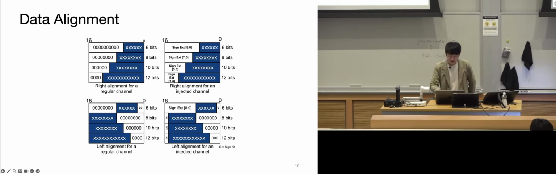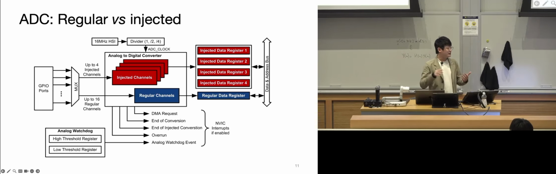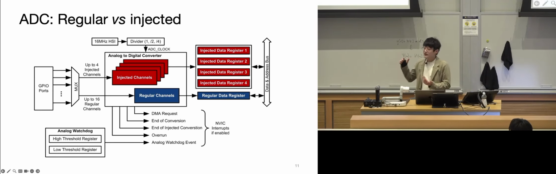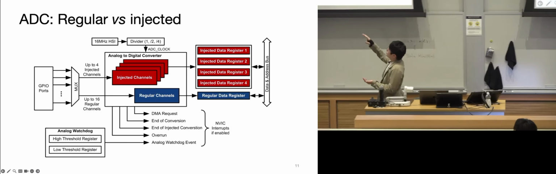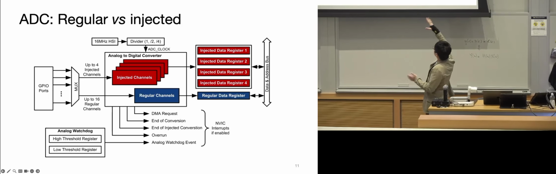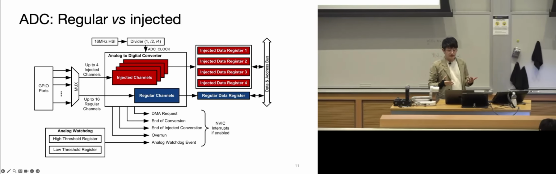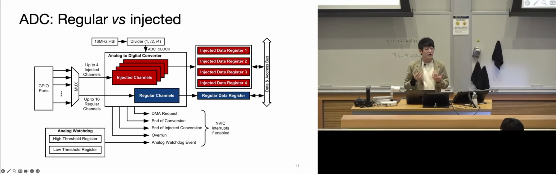Good catch. Basically, the regular channel, as the name indicates, is the main sequence or main queue of the ADC channel. That's the default one that will be used, and it's pretty straightforward. It goes in, then goes to a regular data register, and then goes to however the APB buses, etc. The injected one is a higher priority queue.